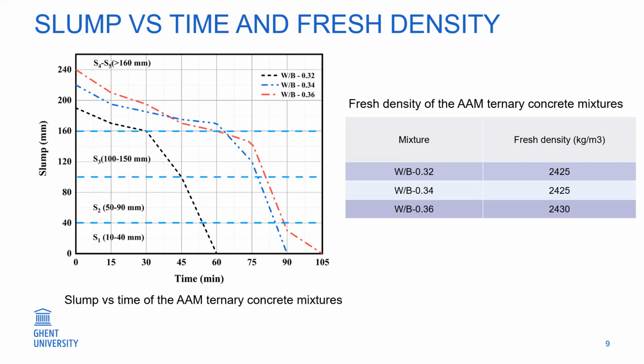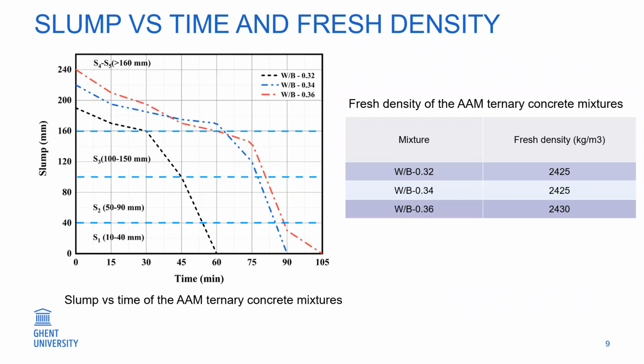In this slide, we can see the slump as a function of time of the alkali activated ternary mixtures together with their fresh density. As can be seen in the right figure, which represents the slump over time of the alkali activated mixtures, using lower water to binder ratios leads to lower slump values of the concrete mixture, which can be related to the acceleration of the condensation process as a result of using less water, which results in shorter setting times and rapid hydration reaction.